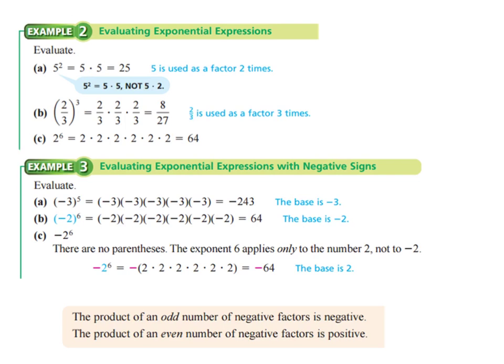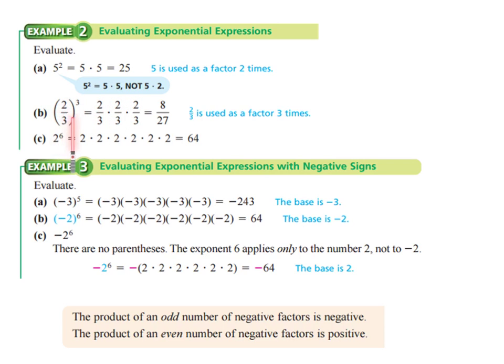Here we'll take a look at evaluating exponential expressions. So just mostly reminders. So something like 5 squared, every once in a while someone will make the mistake of treating that like 5 times 2, but it's really 5 times 5, and so we get 25 for 5 squared.